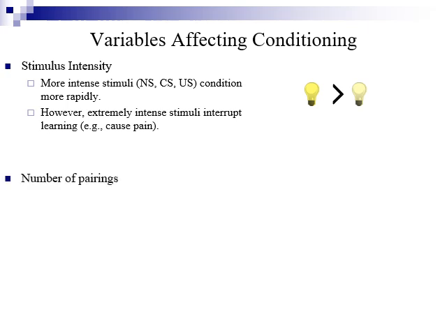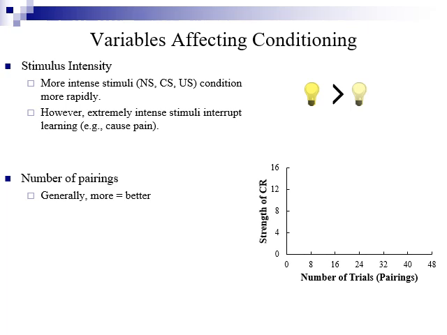The number of pairings does matter. Contingency is important, as we stated on the previous slide, but the number of pairings is also important. In general, more pairings produces stronger learning.